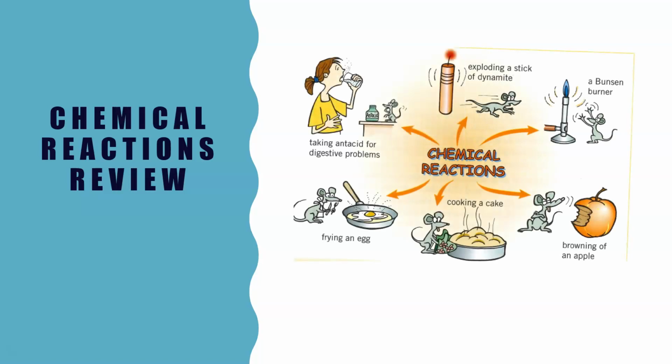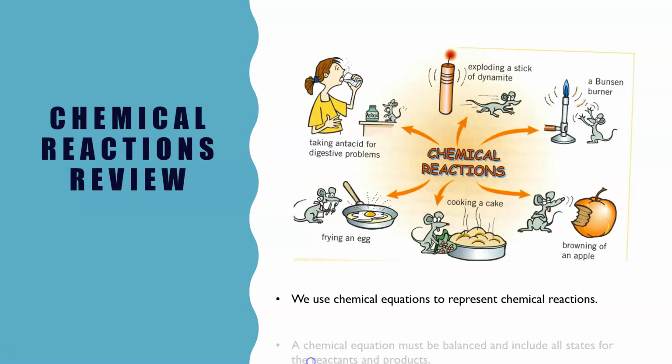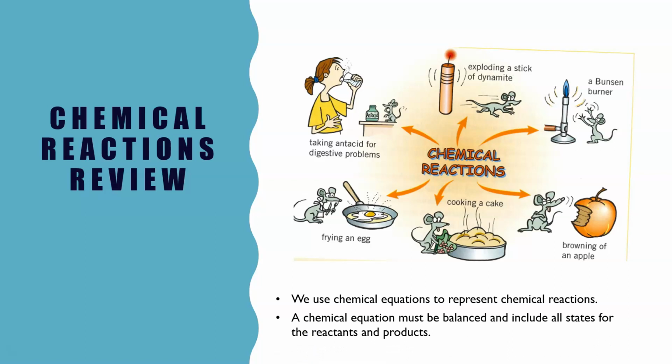Okay, so thinking back to our unit on chemical reactions, we said there were many different types of reactions. You've got a cartoon there showing some. We also learned that we use chemical equations to represent chemical reactions, and that a chemical equation must be balanced and include all of our states of matter for both the reactants and the products.